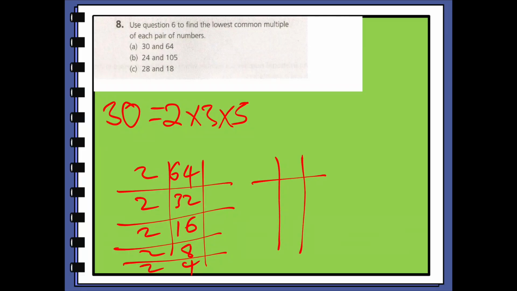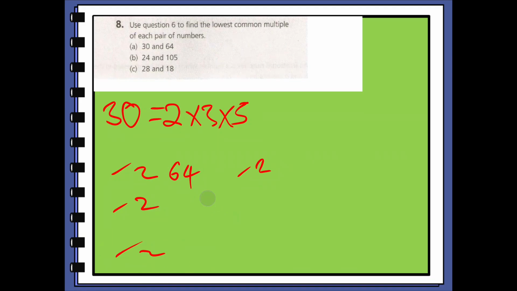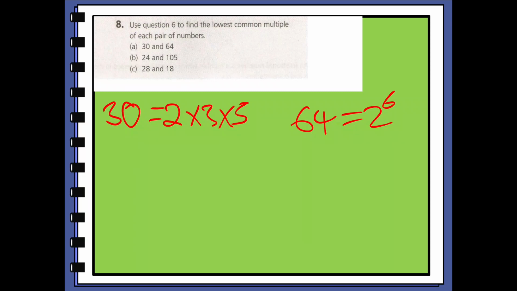what do we put as the answer in here, right? It's 2. Okay. 2 into 4, it's 2. 2 into 2, it's 1. Now, all of them are 2s here. So how many 2s do we have? We've got 1, 2, 3, 4, 5, 6. So 64 is 2 power 6, since there are 6 of them, right? Okay. So 64 is written as 2 power 6.